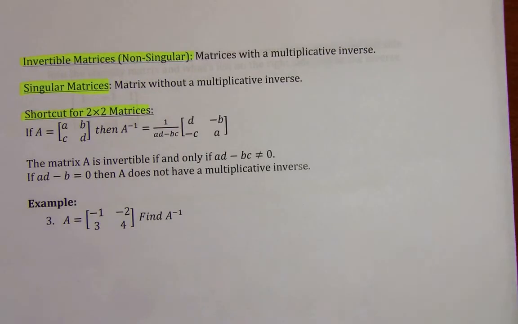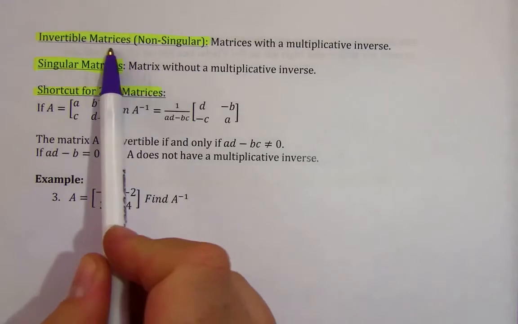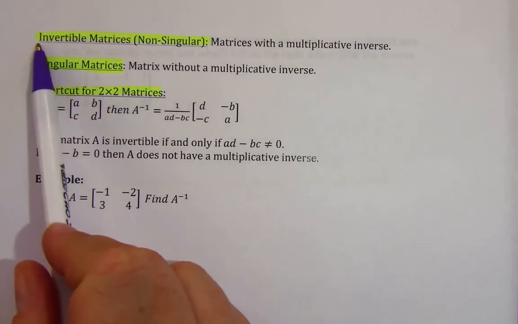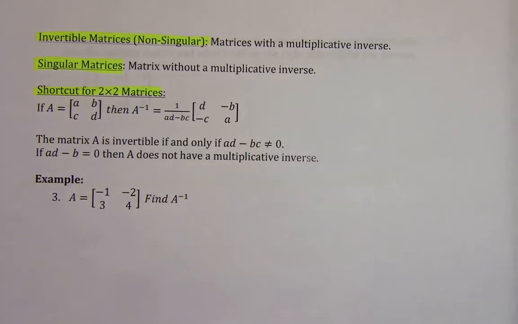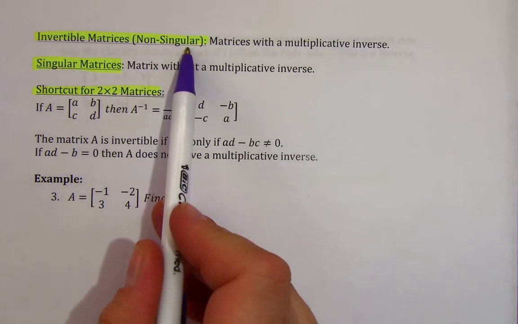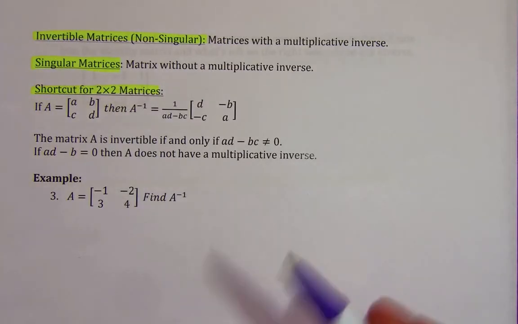Before we do a couple more examples, let's talk about some vocabulary here. So a matrix that we can find the inverse for is called an invertible matrix. Means we can find the inverse. They're also called non-singular. Now, singular matrices are matrices where it's not possible to find the inverse.